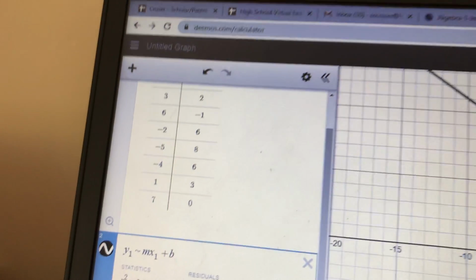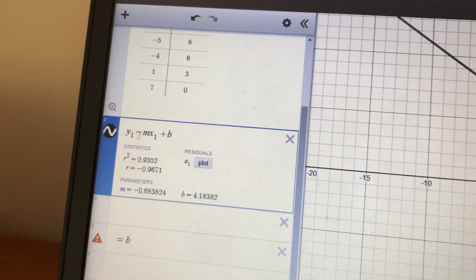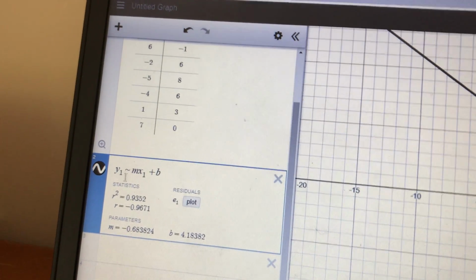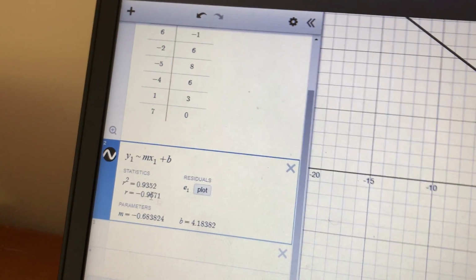So again, all we have here is we put in our table of X and Y values. I just typed in this expression right here. We don't need that. And when I hit enter, it automatically came up with these statistics. So it calculated R for us.